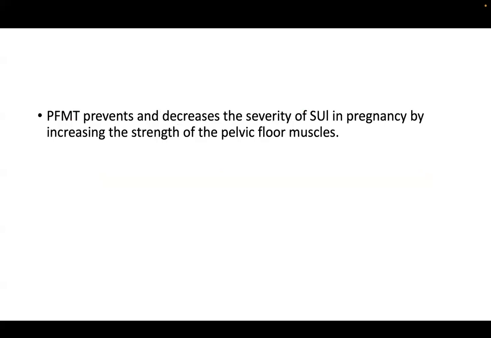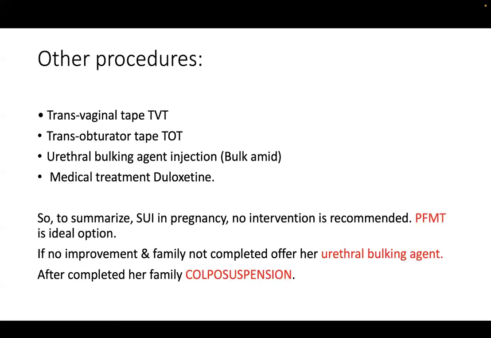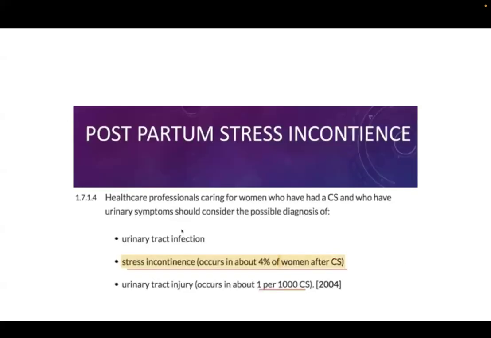So PFMT prevents and decreases the severity of SUI in pregnancy by increasing the strength of the pelvic floor muscle. These are the other surgeries we are not going to discuss here. Now, postpartum stress urinary incontinence. It occurred in 4% of women after cesarean section, and this was a previous exam question.